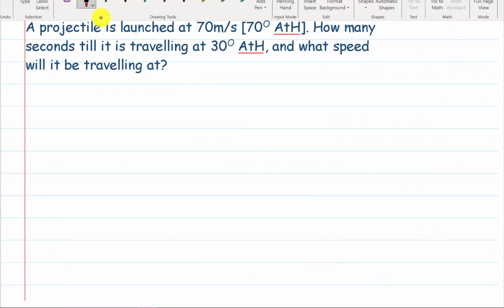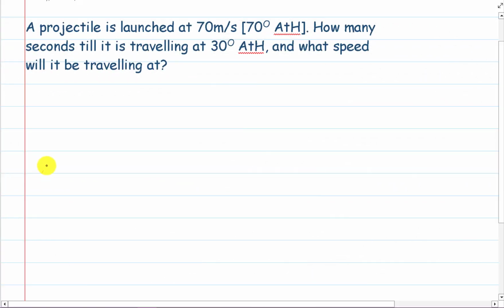So it is launched. And it's not even landing, it's just at a particular time. So it is launched at 70 at an angle of 70. So let's bring its components into our calculations here. This will be 70 sine 70, and this will be 70 cosine 70.